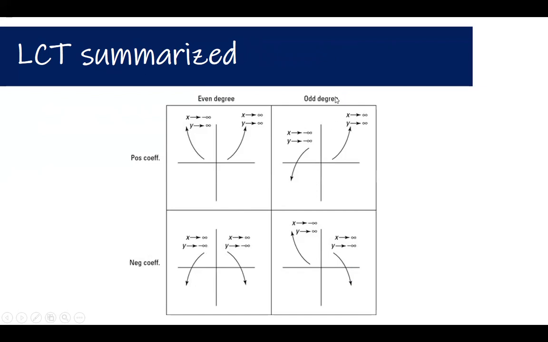Or if you have an odd degree, they're going to go in opposite directions. So if you have a positive coefficient, if you trace from right to left, so you're going to the left, it's going to drop off eventually. And if you're going to the right, it's going to rise eventually. A negative coefficient flips that over. It's going to rise on the left and fall on the right.